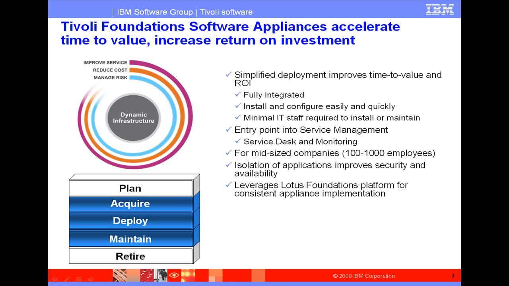The main goal of the Tivoli Foundation appliances is to accelerate the time to value and increase the return on investment. If you divide the cost of ownership into these categories: plan, acquire, deploy, maintain, and retire, the Foundation appliances reduce the cost and the time in each of these categories. They accomplish this by creating a system that's easy to install and maintain. It's also more consistent because it leverages the Lotus Foundation's platform.